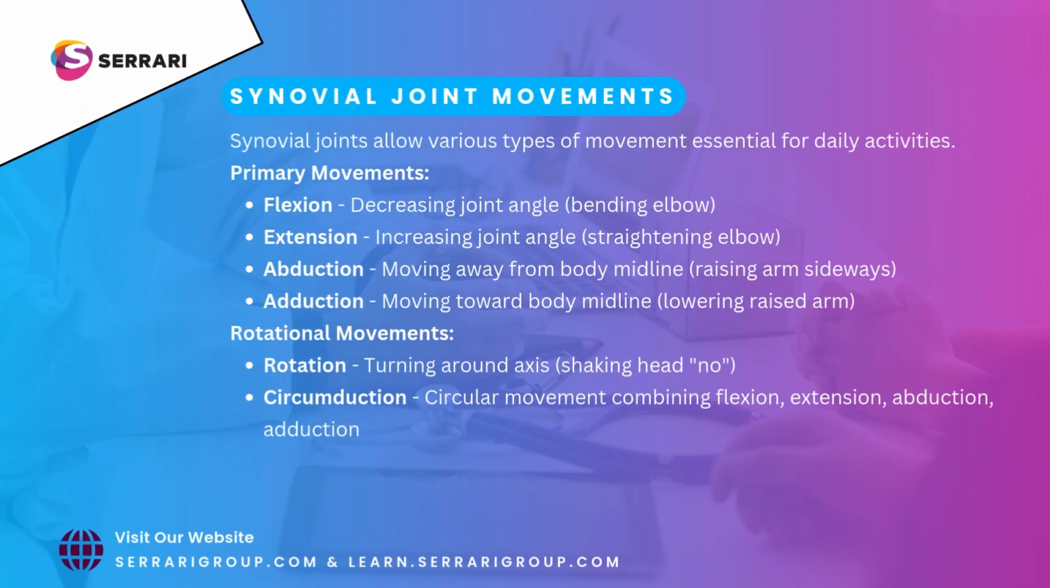Synovial joint movements. Synovial joints allow various types of movement essential for daily activities. Primary movements. Flexion, decreasing joint angle, bending elbow. Extension, increasing joint angle, straightening elbow. Abduction, moving away from body midline, raising arms sideways. Adduction, moving toward body midline, lowering raised arm.